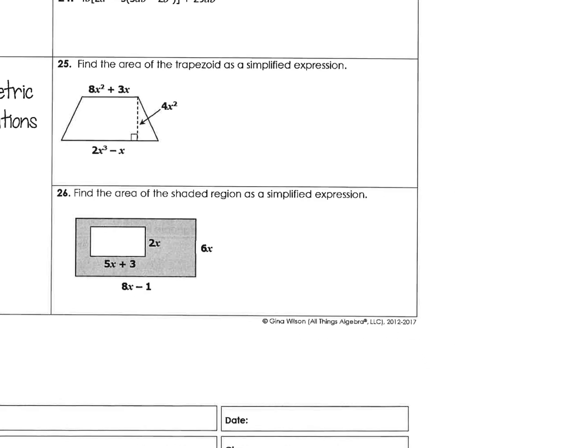Okay, so this is fancy. The outside one is 6x times 8x minus 1. The inside one is 2x times 5x plus 3. We're taking this and we are subtracting that whole thing. That's a doozy.